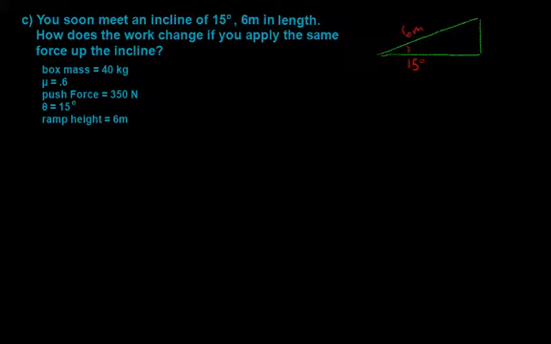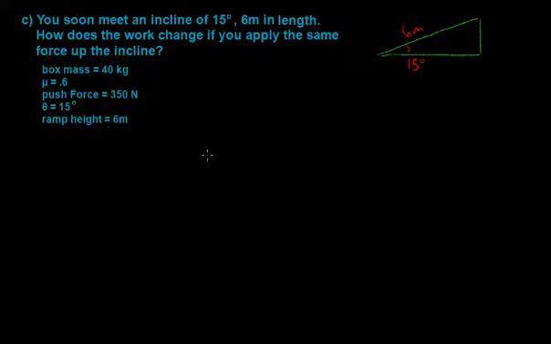So we've moved on to part C of our work and friction problem, and part C says that we soon meet an incline of 15 degrees, 6 meters in length, as we're pushing this box. And we want to know how much work changes if you apply the same force up the incline. So the same force as before that we've been pushing this box, 350 newtons, is still being applied as we are pushing up this ramp.